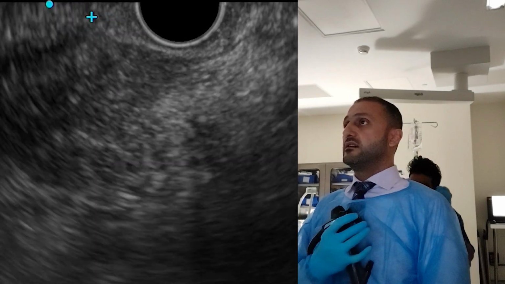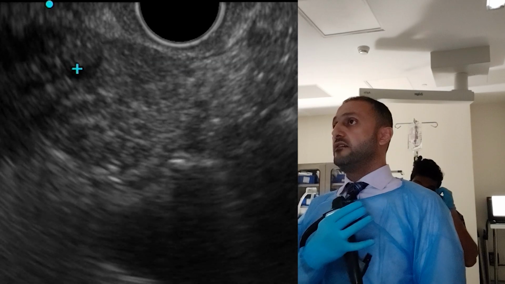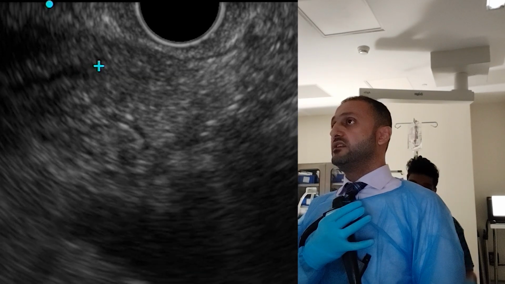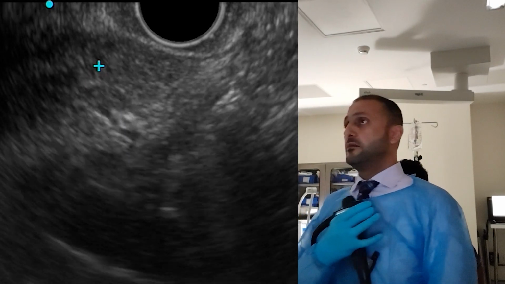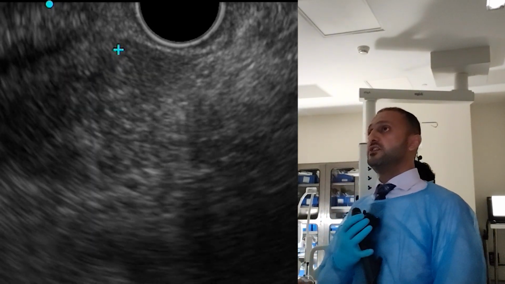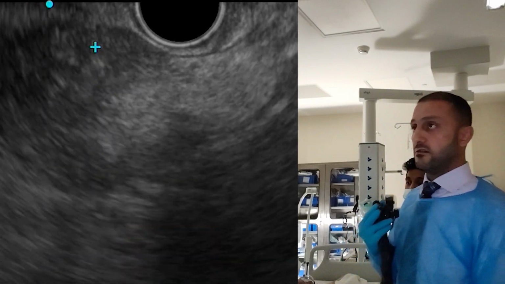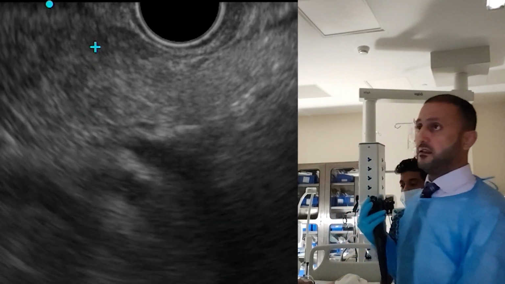This is the CBD, very thin, no abnormalities to be seen inside. When I go backwards, I still don't see any abnormalities in this region. I'm going out. I just pulled out, and that's it.